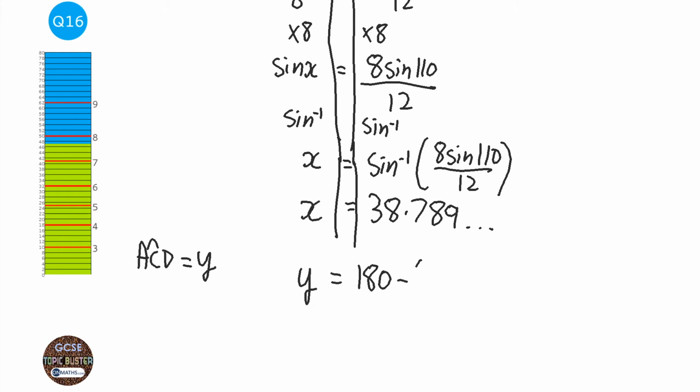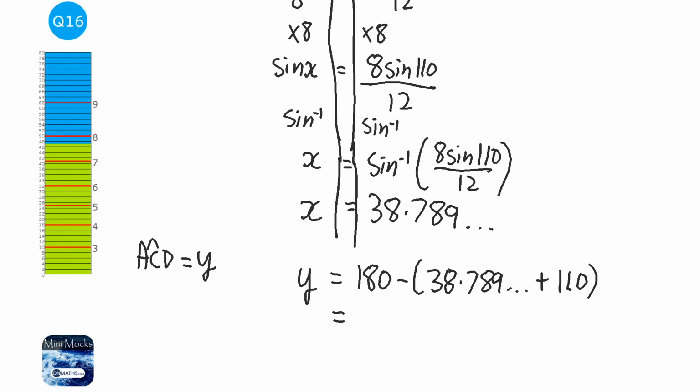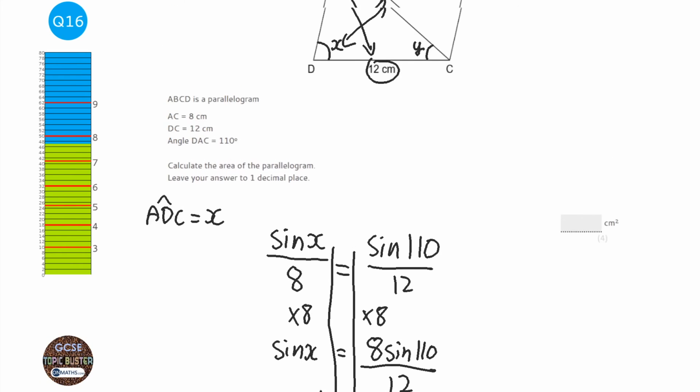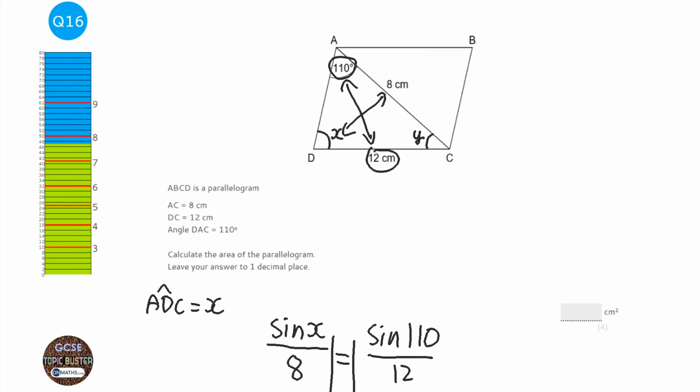180 take away 38.789 and so on plus 110. So I'm going to add 110 to that, then I'm going to type in 180 take away the answer. So that tells me that Y is 31.2104 and so on.